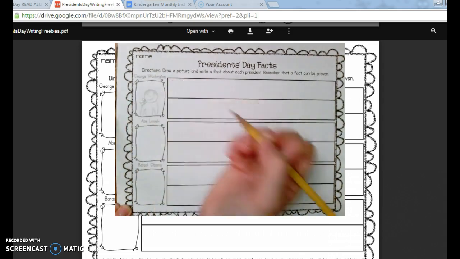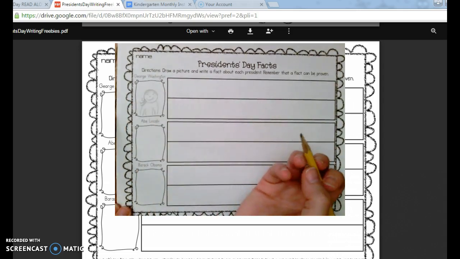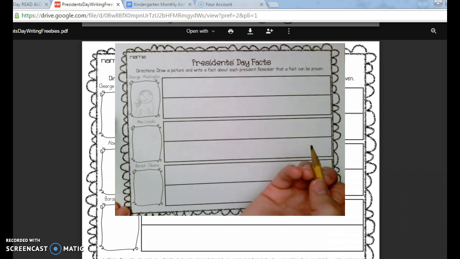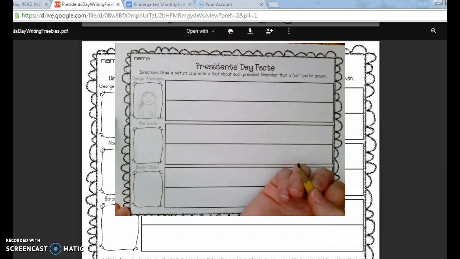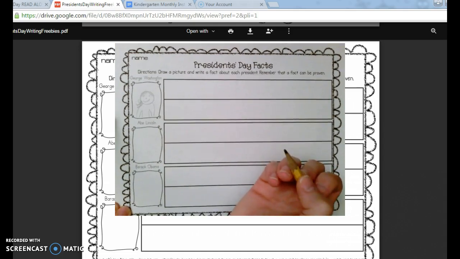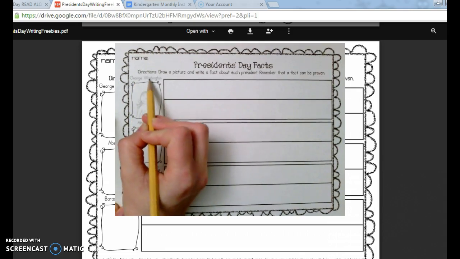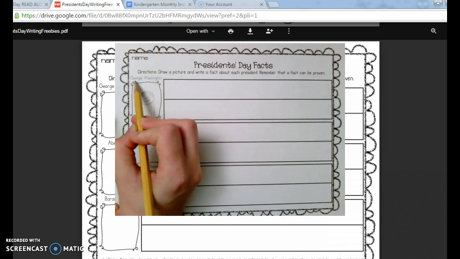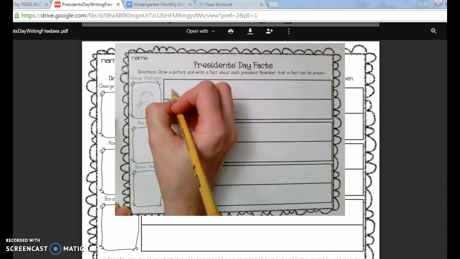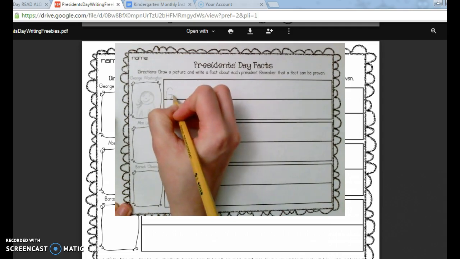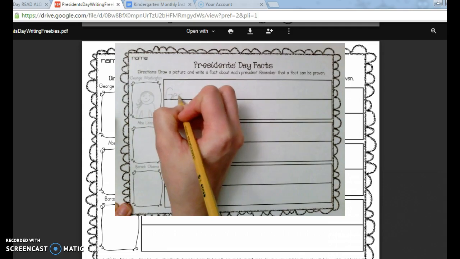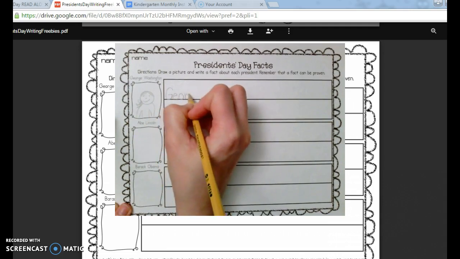Okay, so this is George Washington, and I am going to write that George Washington was the first president. Now, I do not know how to spell George Washington, but I see it written right here. So I'm going to look at this name, George Washington, and copy that. Remember, names start with an uppercase letter, a capital letter. So I'm copying George.